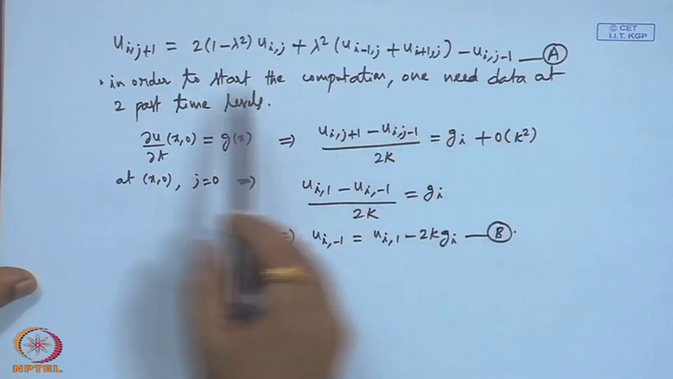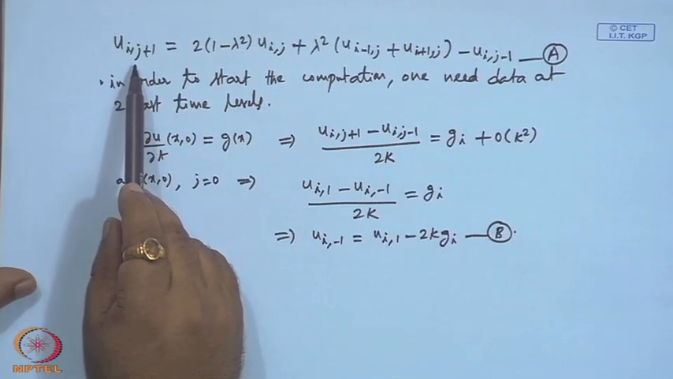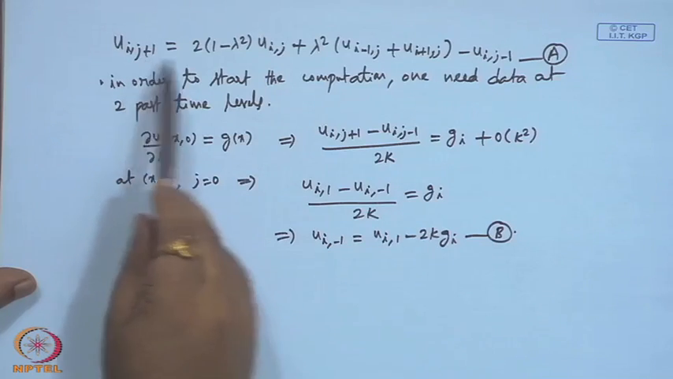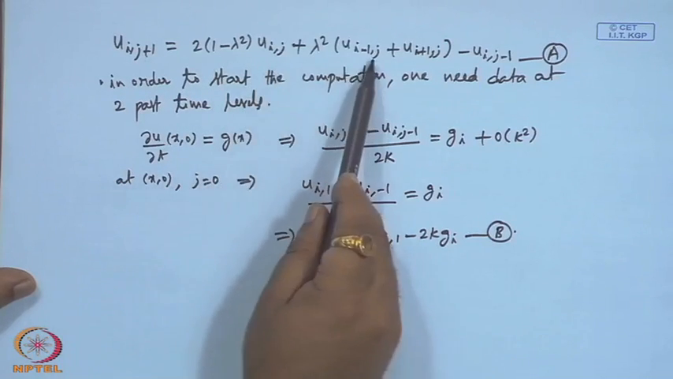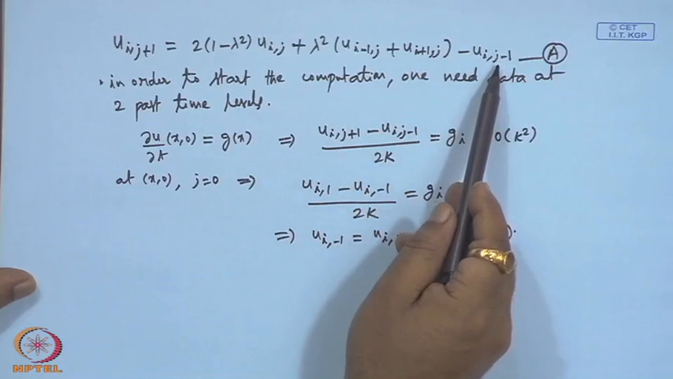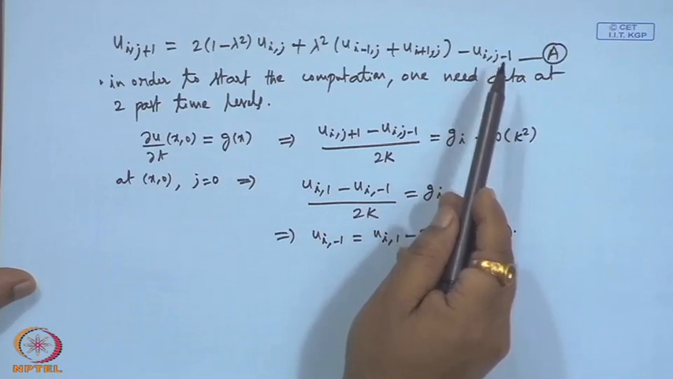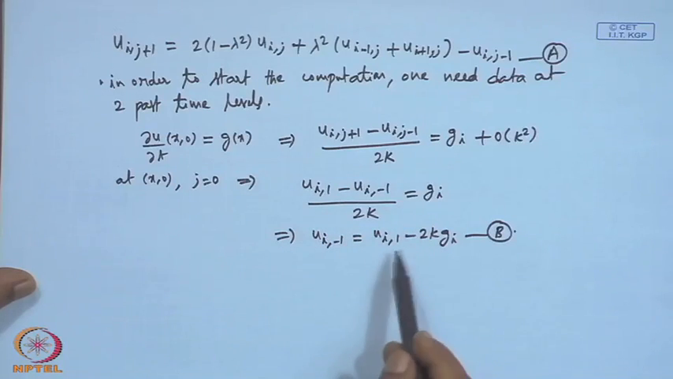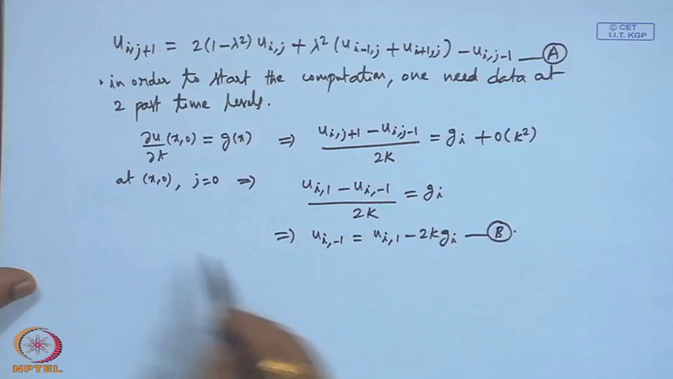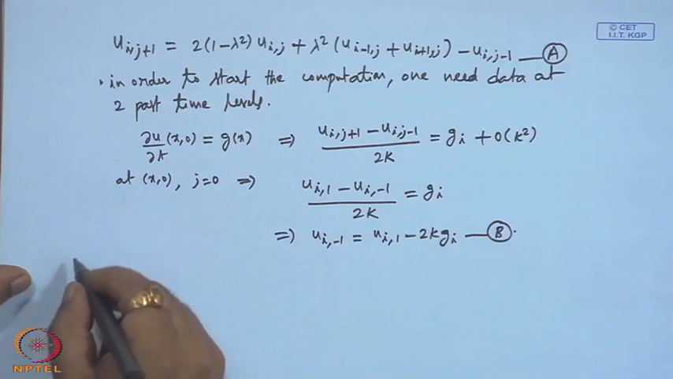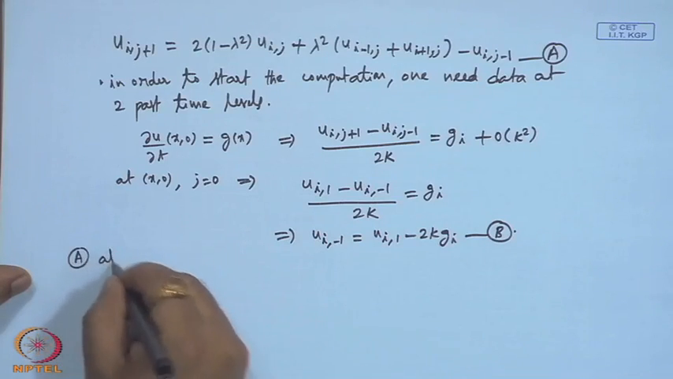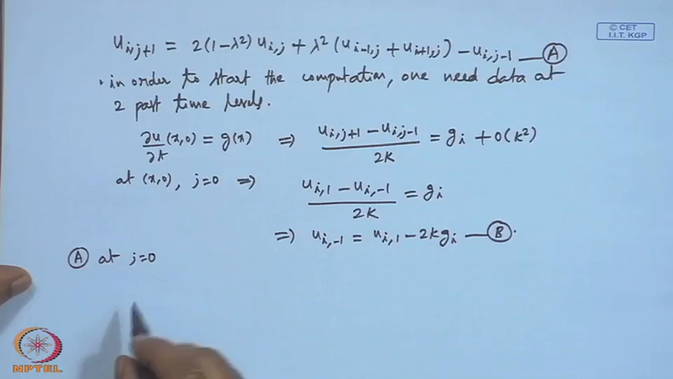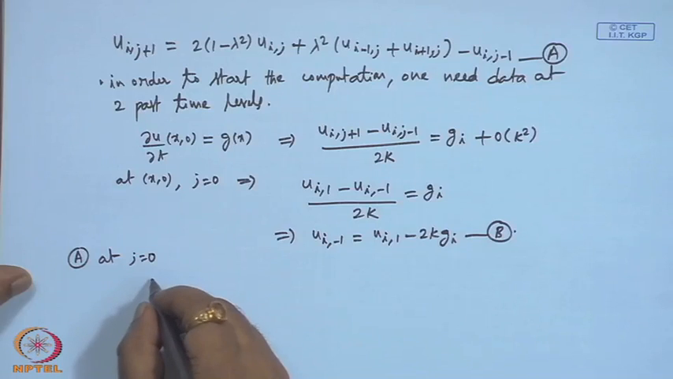So, let us say we want to compute at j equals to 0. So, this is at 1, then 0, 0, 0, then we need at minus 1. So, these fictitious values can be eliminated from here. Okay. So, now let us consider A at j equals to 0, because that is where we get a fictitious value.